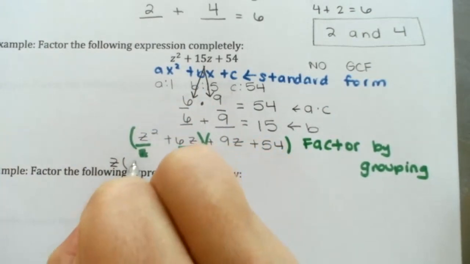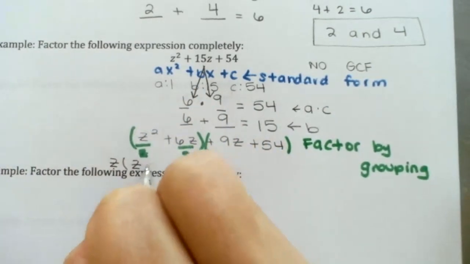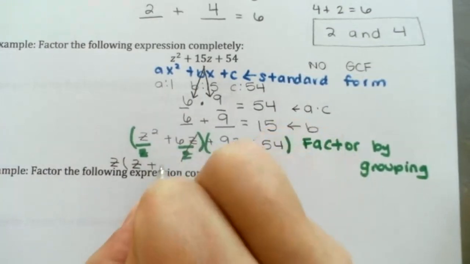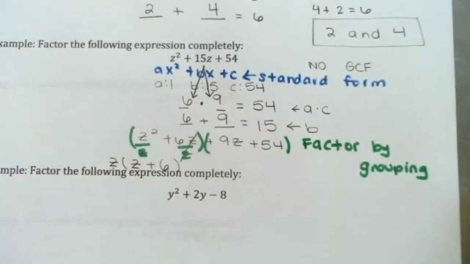We're left over with z squared divided by z. That will leave us with z. Plus 6z divided by z, these will cancel out. We're left with 6.